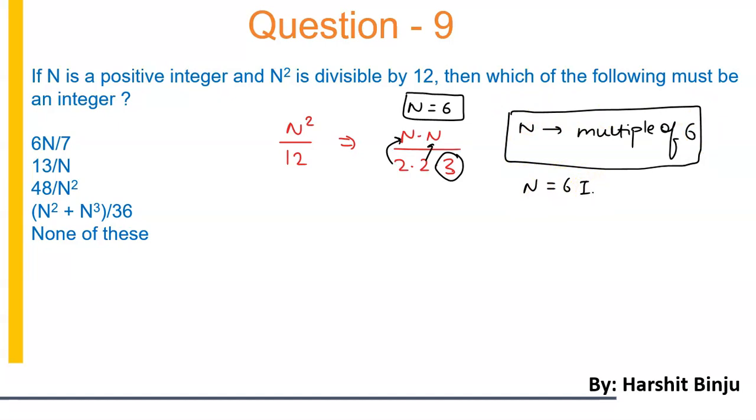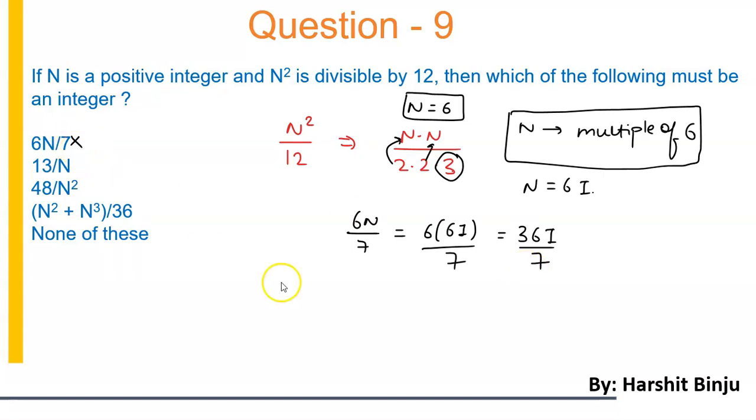Which of the following must be an integer? First one is 6n by 7. 6n by 7 is 6 into 6 into integer by 7. Now 6 into 6 is 36, 36 into integer by 7. Now it's not necessary for the integer to be a multiple of 7, right? That integer can be 2, 3, 4, 5, 6, 7 also. So you have 36 into some integer value divided by 7. So this is not necessarily an integer value. If i is a multiple of 7, then it will be an integer value, otherwise it will not be.